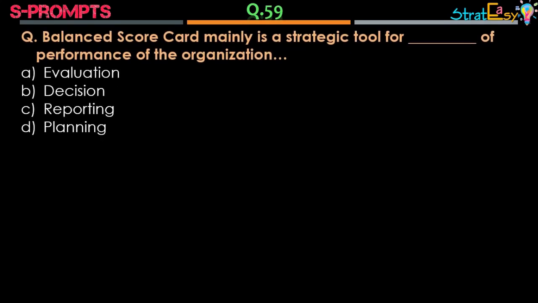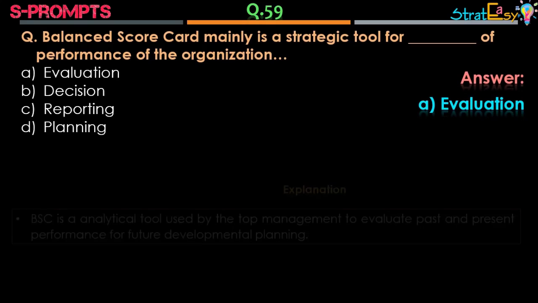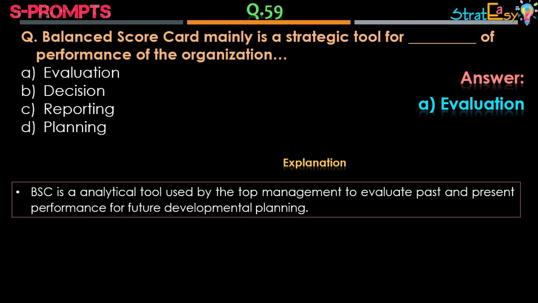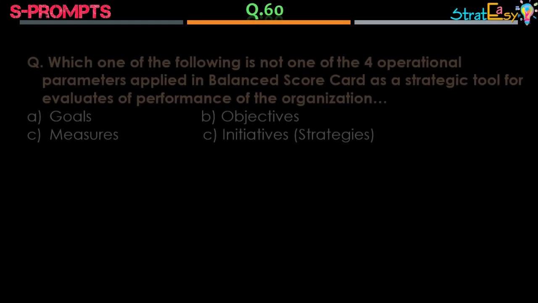Question number 59. The balanced scorecard mainly is a strategic tool for dash of performance of the organization, and the right answer is option A, evaluation. Balanced scorecard is an analytical tool used by the top management to evaluate past and present performance for future developmental planning.